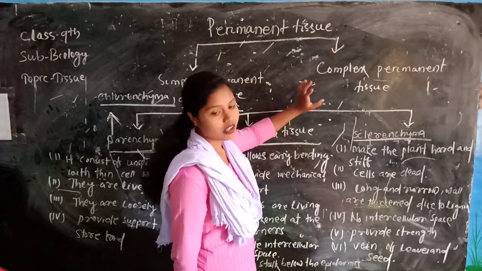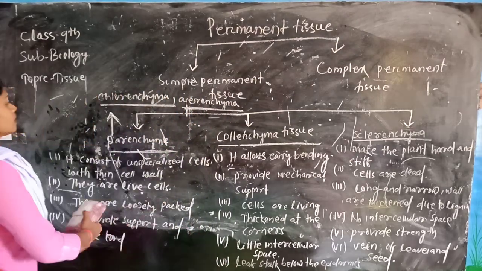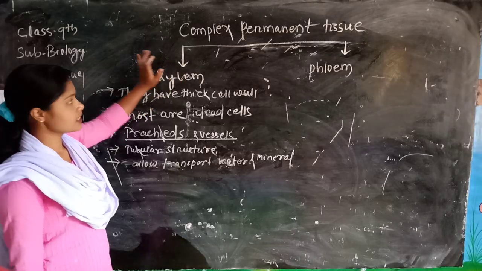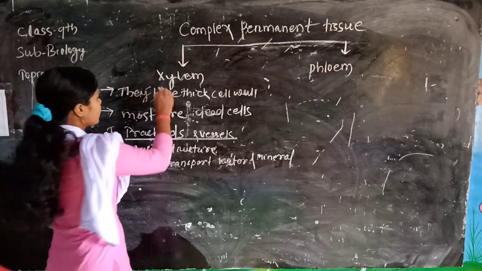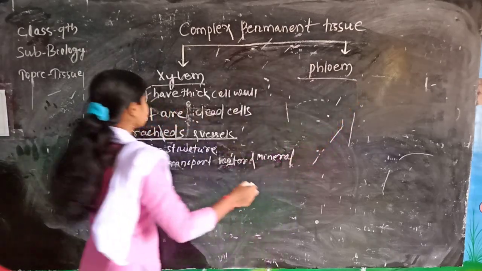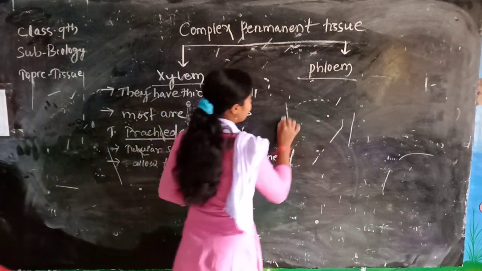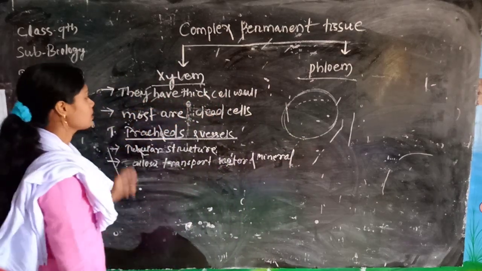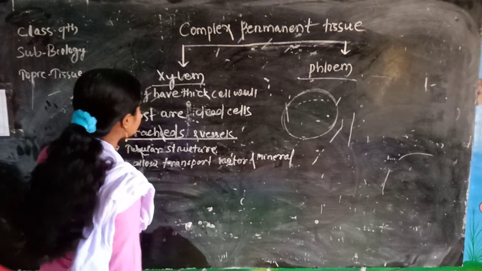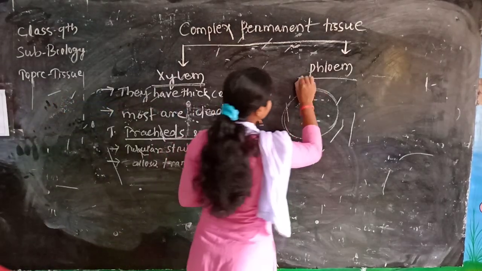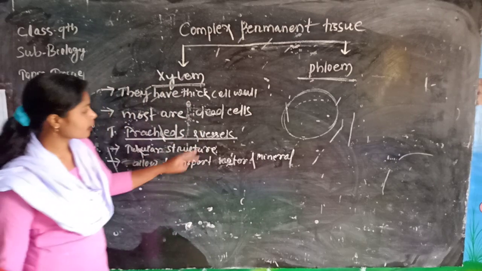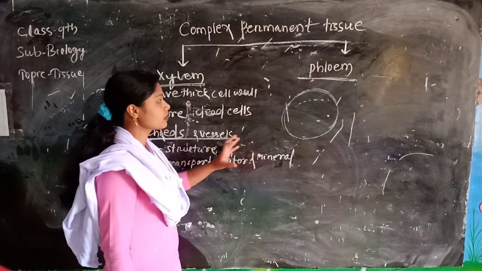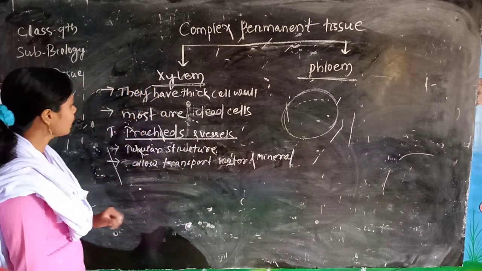Next we discuss the complex permanent tissue. This is complex permanent tissue. It is of two types, xylem and phloem. They constitute the vascular bundle. Inside the vascular bundle, xylem and phloem are present. Xylem and phloem are also called conductive tissue because they conduct water and minerals, and also conduct prepared food from leaves to all parts of the plant body.